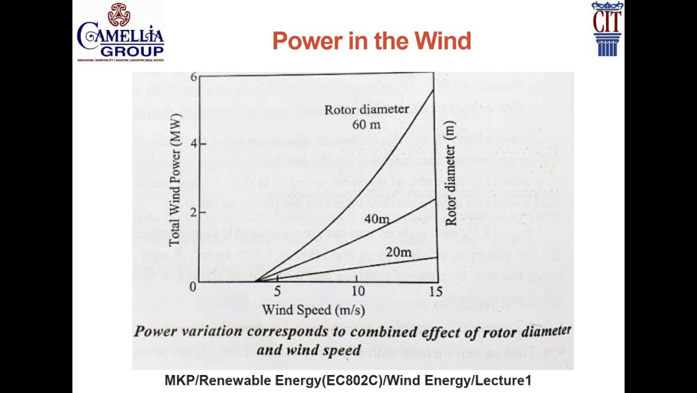And now if you take the wind speed as a constant, for the same wind speed, the higher the rotor diameter, that means the higher the swept area, the higher will be the power. So, from this graph, this is very much sure that what we have studied earlier, that on what factors the generation of power depends.